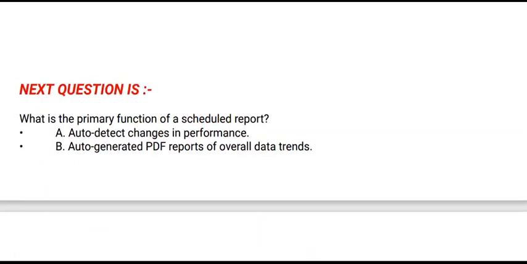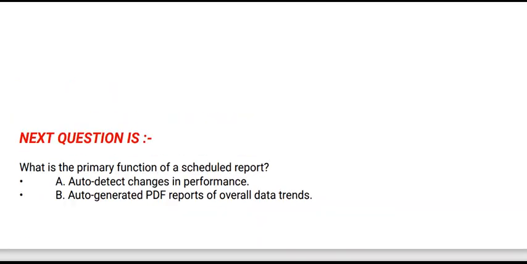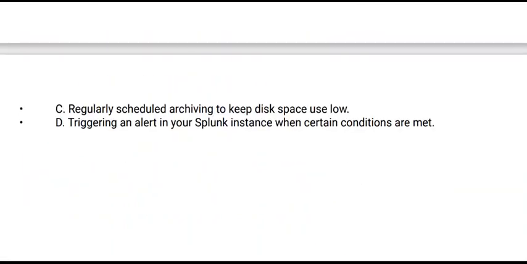Next question is, what is the primary function of a scheduled report? Options are option A, auto detect change in performance. Option B, auto generated PDF reports of overall data trends. Option C, regularly scheduled archiving to keep disk space use low. And option D, triggering an alert in your Splunk instance when certain conditions are met. The correct option is option D.